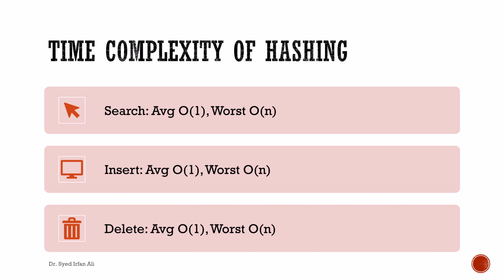Let us summarize the performance. Search operation: average case is O(1), worst case is O(n). Insertion operation: average case is O(1), worst case is O(n). Deletion operation: average case is O(1), worst case is O(n). So hashing is very fast when load factor is properly controlled.